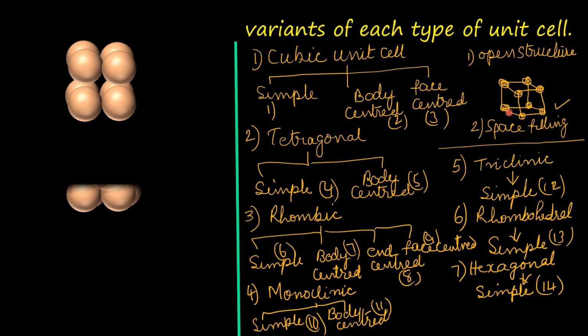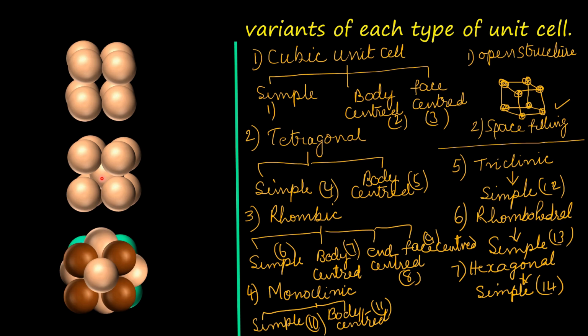This is the body-centered cubical cell. There is an additional particle in the center. These four particles are these four particles. Similarly at the bottom also. This is one additional particle.